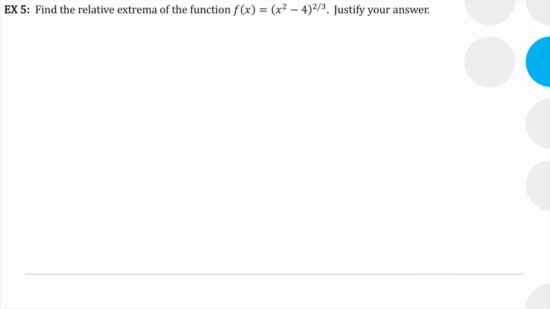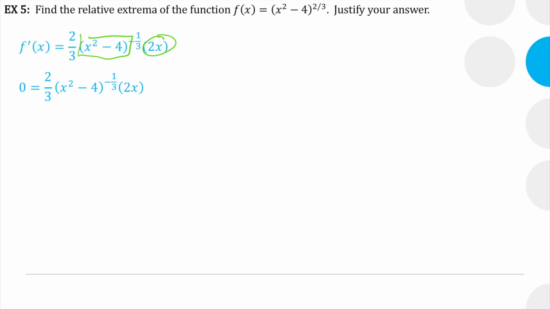Example 5, find the relative extrema of the function x squared minus 4 to the 2/3, and of course justify. Start by taking the derivative. Using the chain rule, take the derivative of the outside, keep the inside the same, and then take the derivative of the inside. Set that equal to 0. And you might think, oh, here are my zeros. But be careful with this because the negative exponent can be tricky.